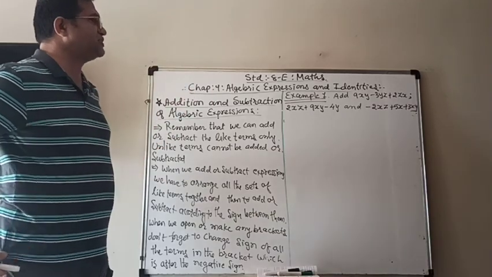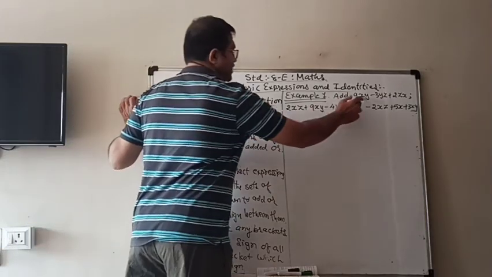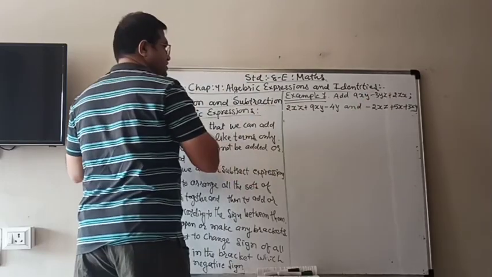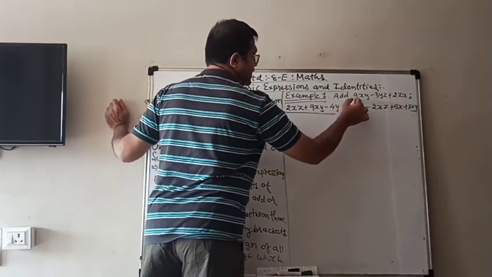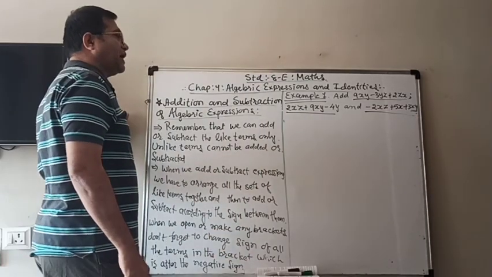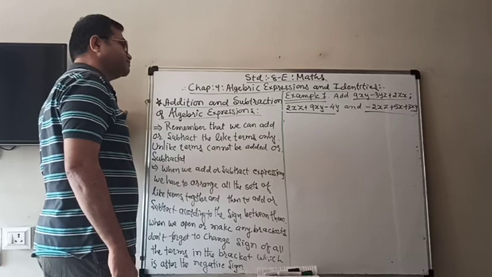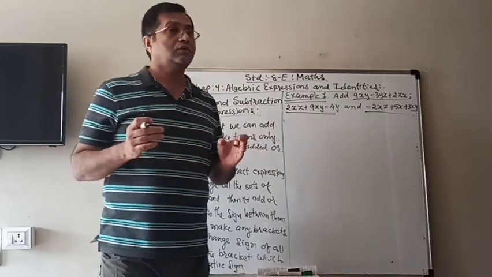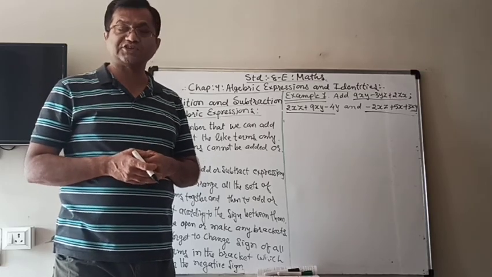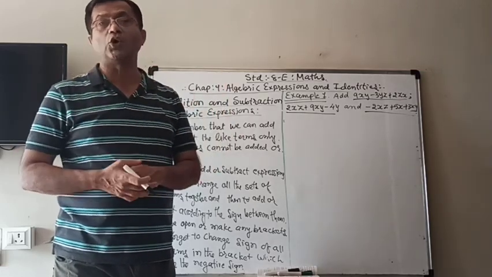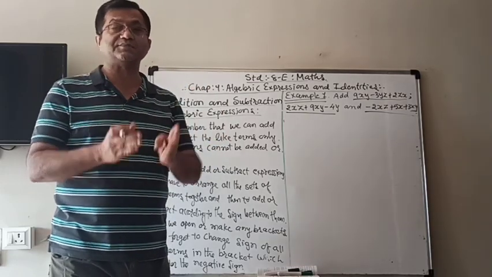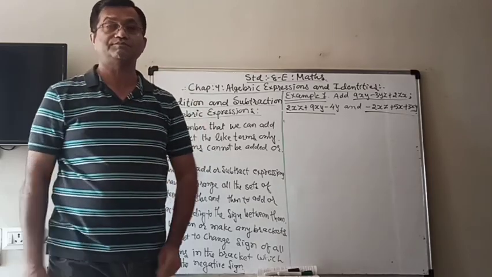First example is for the addition: add 9xy minus 3yz plus 2zx, that is the one expression. This is the second expression, and that is the third expression. So we have to add all of them. Now we will write down all these three expressions in three separate rows, keeping in mind that the like terms are in the same column.